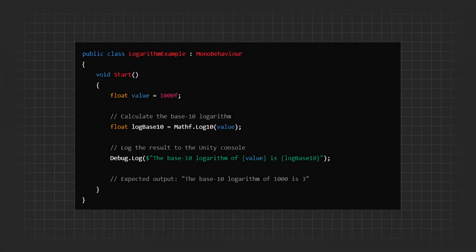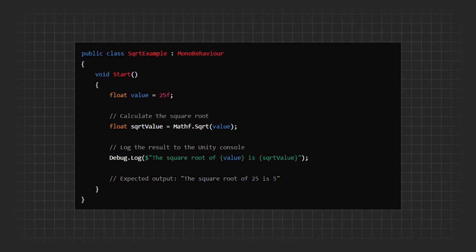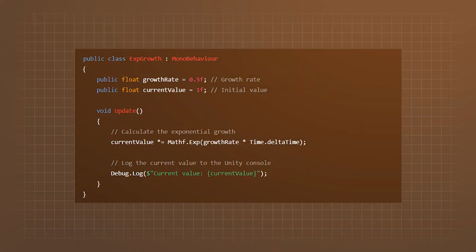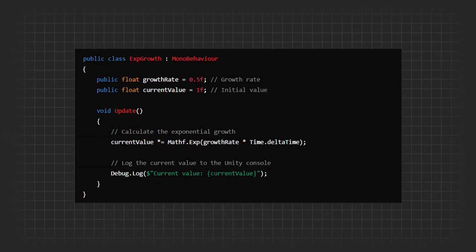For base 10, there's a straightforward function called Log10, which requires only one argument, the number, and returns the power of 10 that equals that number. Additionally, you can find the square root of any number using the Sqrt function. Then there is the Exp function, which returns e raised to the power of the provided number. This is useful in situations where you need to increase or decrease a value exponentially, meaning the rate of growth or decay becomes faster and faster over time.